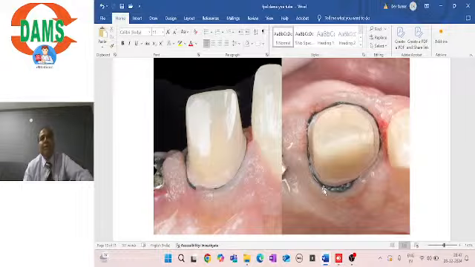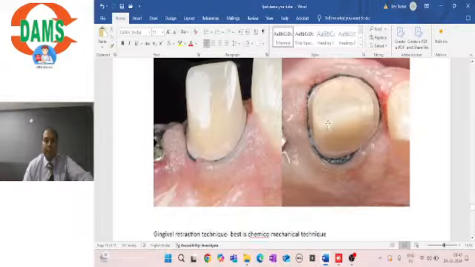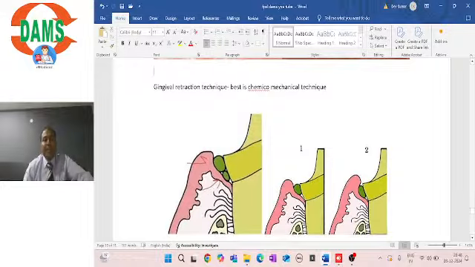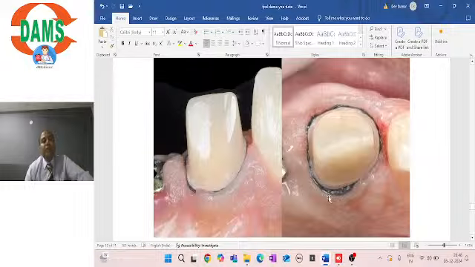Otherwise, what will happen? The technician will not be able to differentiate between the soft tissue and the tooth, and then the technician will make the crown on soft tissues, right? So which is the best method? There are various methods of gingival retraction. If we use a single cord without any solution, it's a mechanical method.